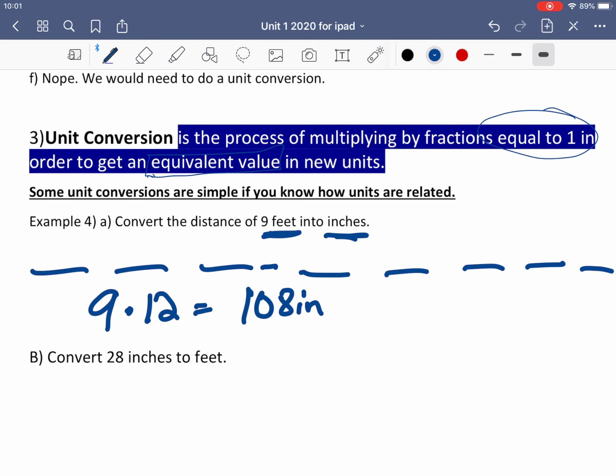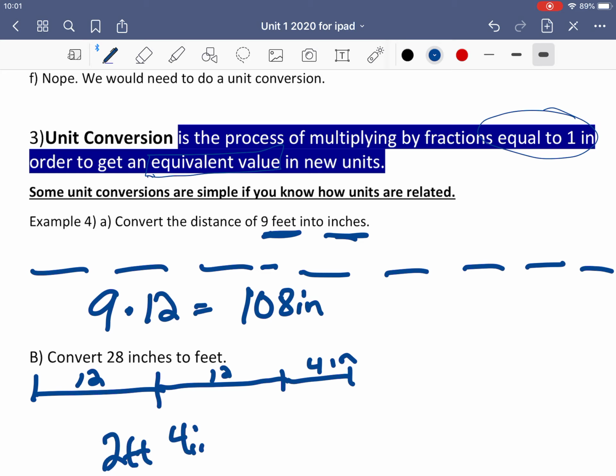I can also convert 28 inches to feet, not too much crazier. So I can say the first 12 inches is a foot, the second 12 inches is a foot, and that leaves me with 4 more inches. So I can say that this is 2 feet 4 inches. I can say that this is 2 1/3 feet. I can say this is 2.3, however many threes I'm supposed to, feet, which leads us to a really big idea. I hope you're all with me right now.